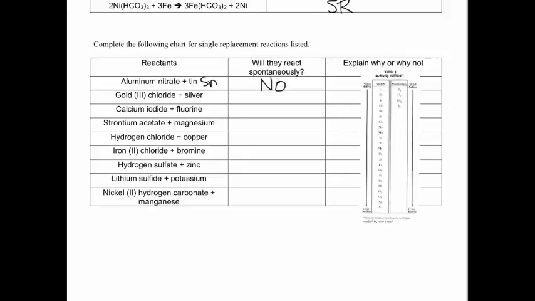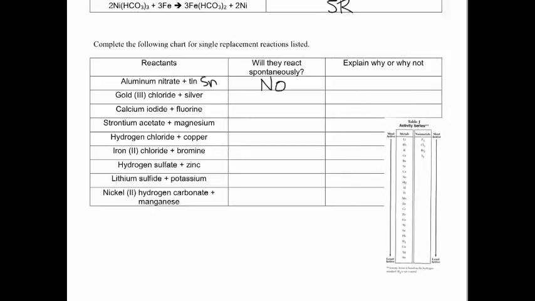Since aluminum is better looking, nitrate is not going to dump them. And then the explain why or why not. The reason why nitrate wouldn't dump aluminum is technically because aluminum is more reactive. The compound you end up with after the reaction always has to include the more reactive element. Since it's already with the more reactive element, it's not going to react.